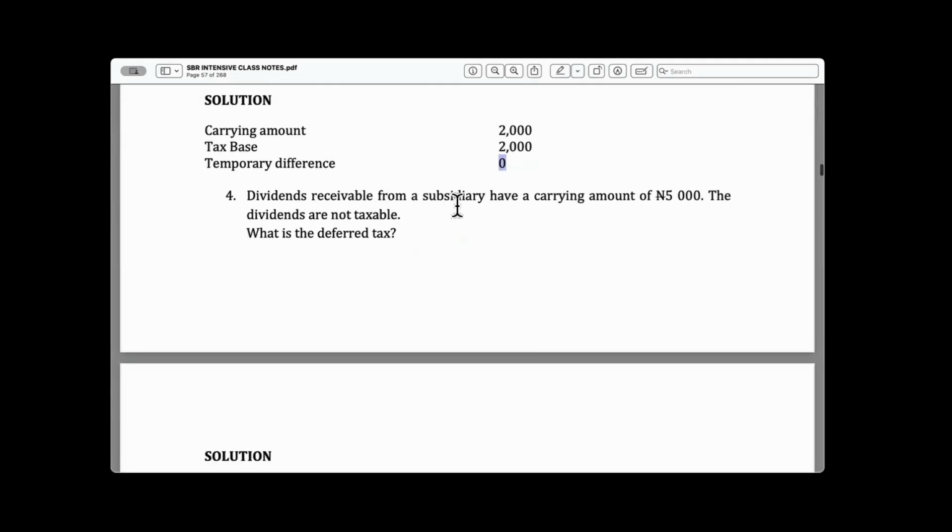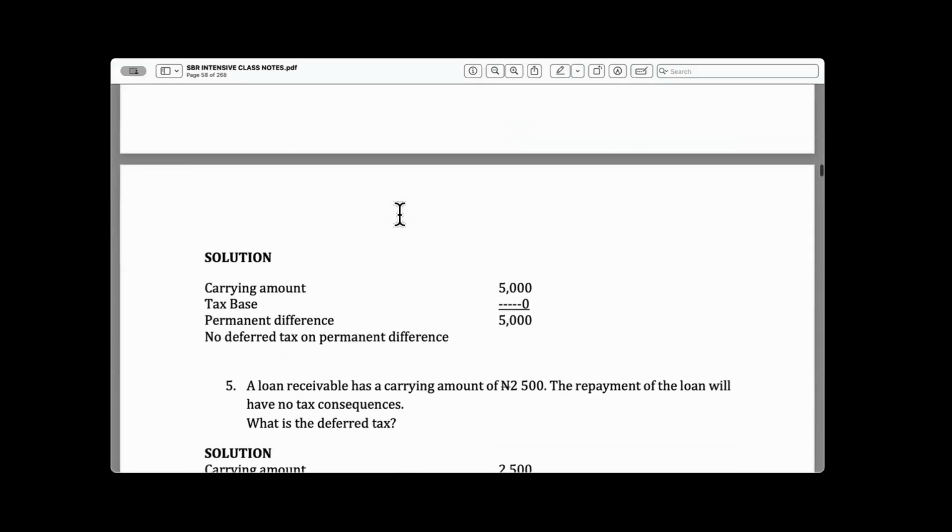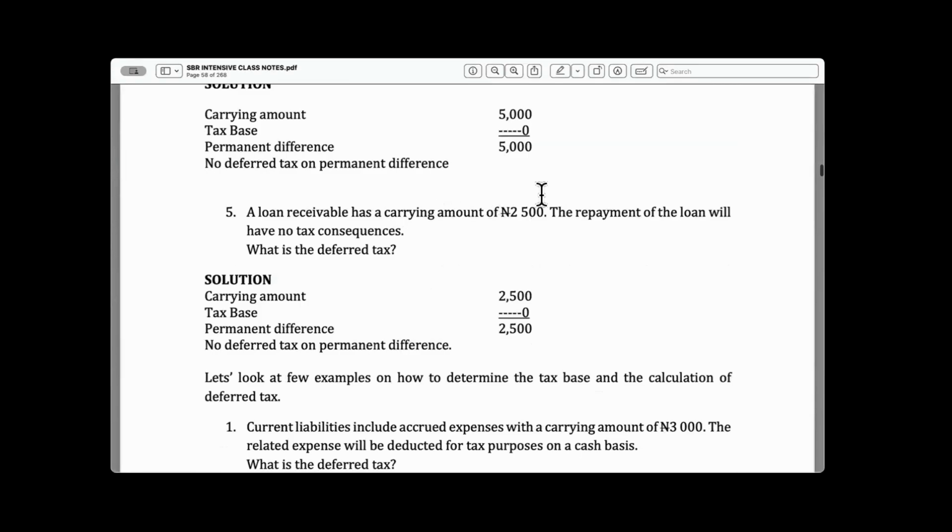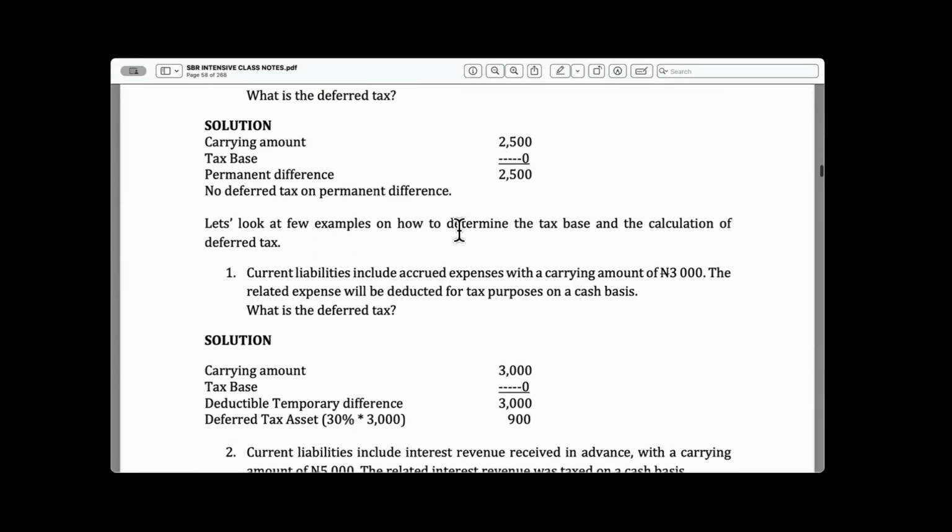Also, there's a dividend receivable that has a carrying amount of 5,000. The dividends are not taxable, so it doesn't have any deferred tax effects. So it doesn't have tax effect, so there's no deferred tax. There's no need to accrue for tax. The same thing as this. There's a loan receivable of 2.5. The payment of the loan has no tax consequence, so no deferred tax effect on that.